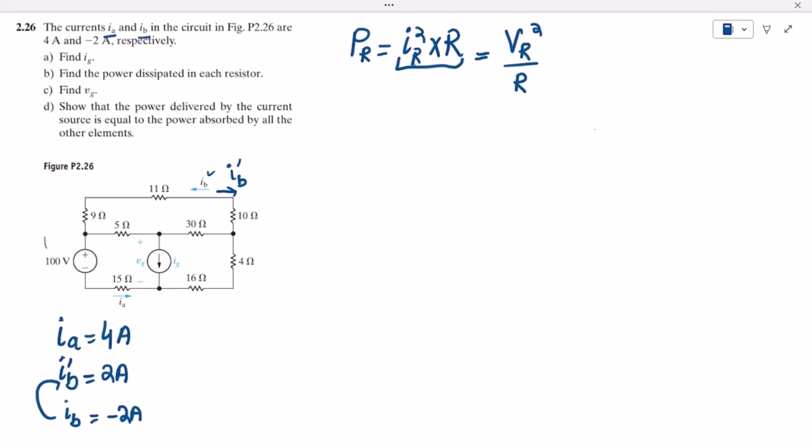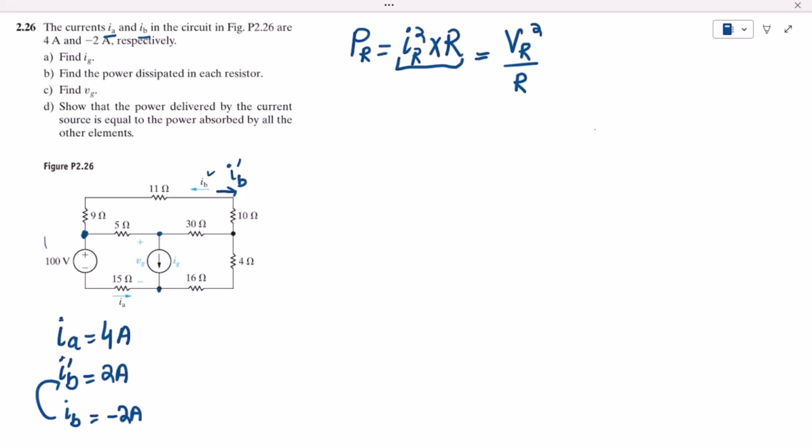What we have to find out are the currents in all of these resistors, and part D of it is to show that the power delivered by the current source is equal to the power absorbed by all the other elements. So it means that this current source is the main power delivering element here. Okay, so now let us start.